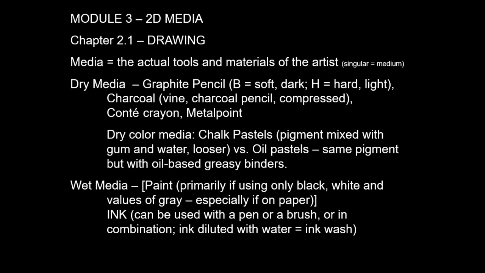So our dry media, the easiest basic place to start is graphite pencil, and the pencils are labeled with different letter and number designations. B indicates that the pencil is soft, and a soft pencil makes a darker mark, and an H indicates the pencil is hard, and H pencils leave lighter marks. We have various types of charcoal, which is basically just superheated wood. Conte crayon and metal point round out the other dry materials for essentially black, white, and gray.